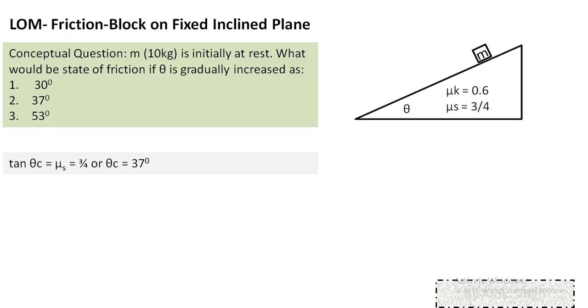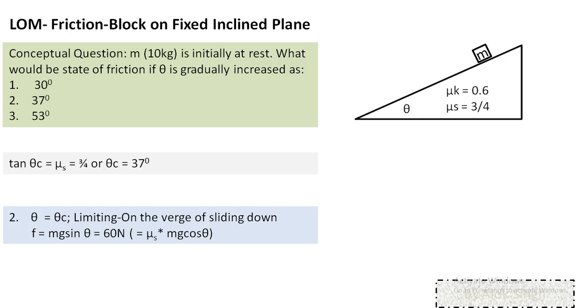So we'll continue with the second one. Since the values of mu k and mu s are not changing, the critical angle is the same, but the angle of inclination, this theta, in this particular case is 37 degree. So the critical angle is 37 degree and the angle of inclination of the slope is also 37 degree. So theta is equal to theta c. It is in the limiting state, or on the verge of sliding downwards. In the limiting state, the friction force is equal to mg sin theta as well as mu s times mg cos theta. Both are equal, which is equal to 60 Newton. So compared to the previous one, the friction force is higher at 60 Newton.